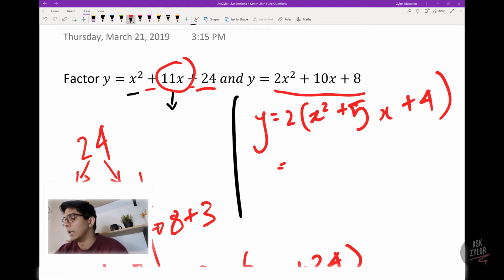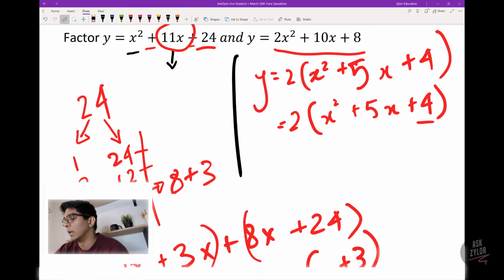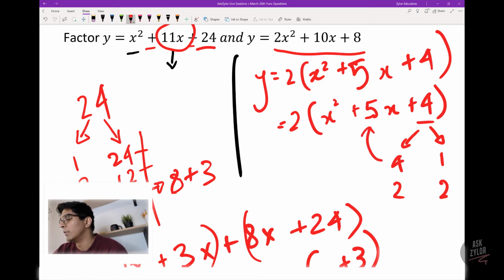Then I'm going to take the same steps as before. I just need to look at the C value, which is my 4 now, and see what the factors for 4 are. It's either 4 and 1 or 2 and 2. Then I need to see which pair of factors is going to add up to give me 5. The only one that adds up to give me 5 is 4 and 1, not 2 and 2.